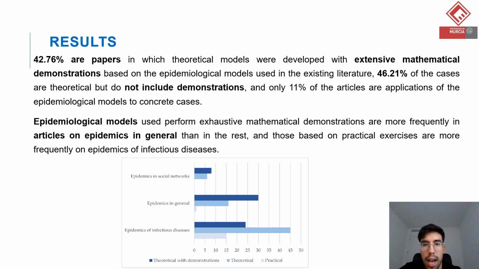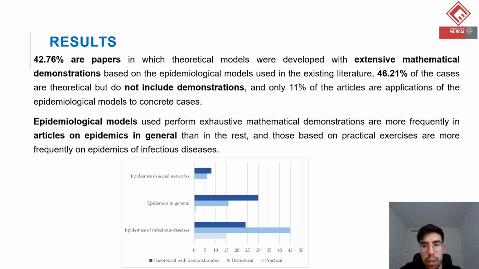Of the publications analyzed, 42% are papers in which theoretical models were developed with extensive mathematical demonstration based on the epidemiological models used in the existing literature. 46% of the cases are theoretical but do not include demonstration, and only 11% of the articles are applications of the epidemiological models. To forecast the evolution of an epidemic, model approaches include the simulation of the dynamics of disease transmission and recovery or the empirical fitting of data trends.